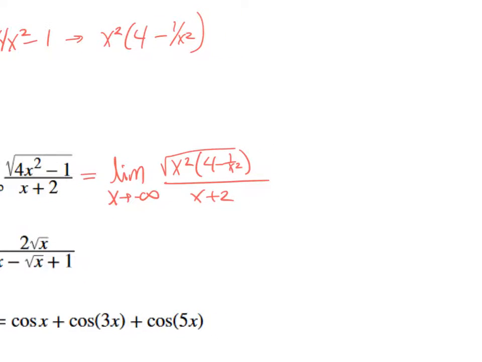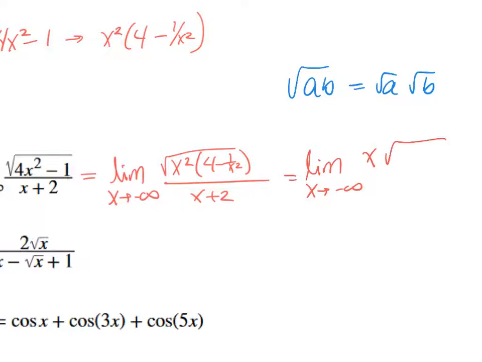Now, because if I have the square root of a times b, I can write this as the square root of a times the square root of b, I'm going to distribute the square root. When I distribute the square root, I'm going to get the limit as x goes to negative infinity of the square root of x squared times the square root of 4 minus 1 over x squared, over x plus 2.